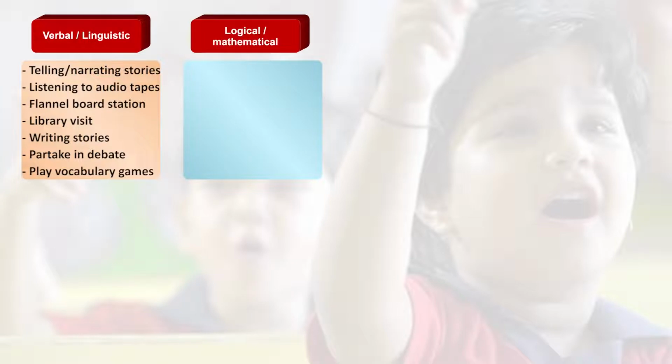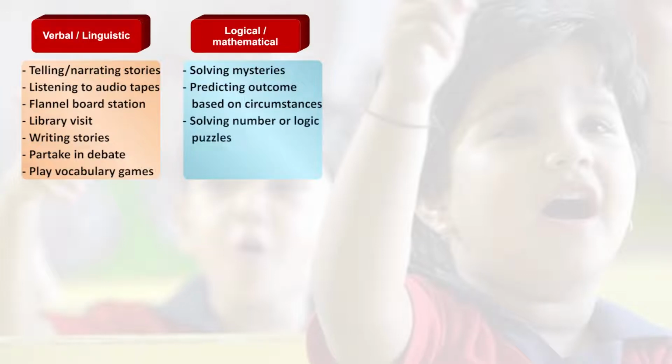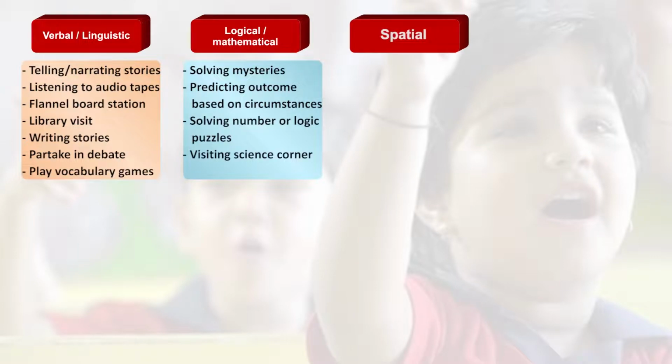So for a child with logical or mathematical intelligence, give them stimulative activities to solve mysteries and make them predict outcomes based on circumstances, and allow them to solve number or logic puzzles, and take them to visit a science corner. And now about spatial intelligence.